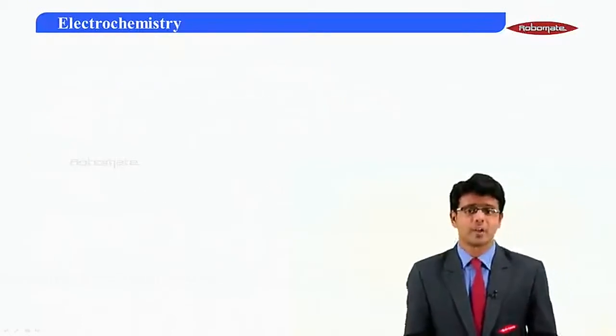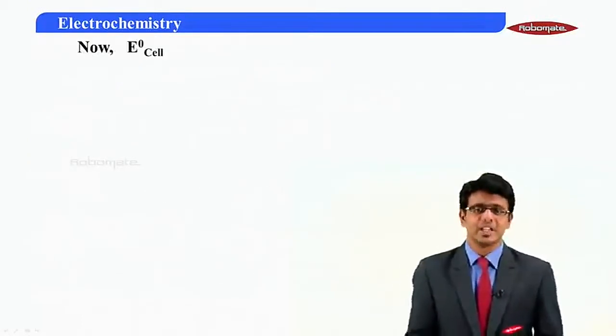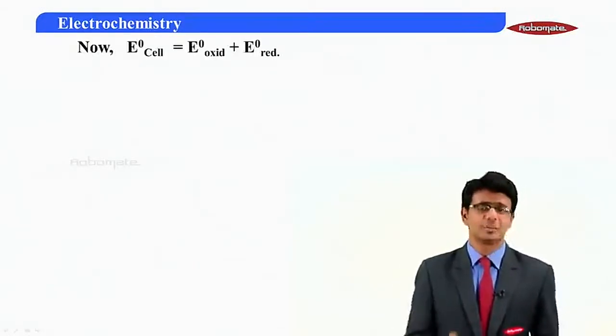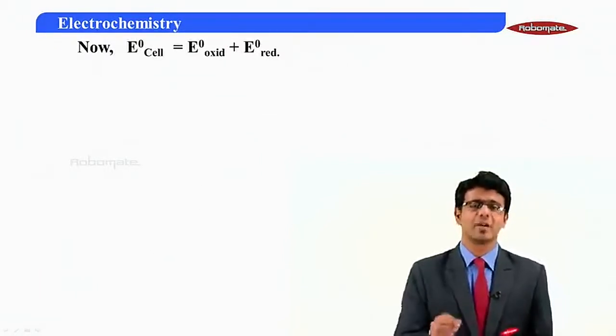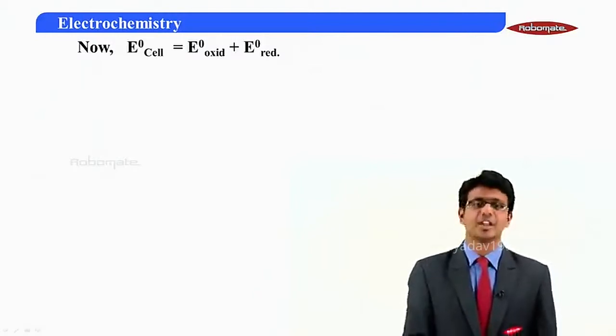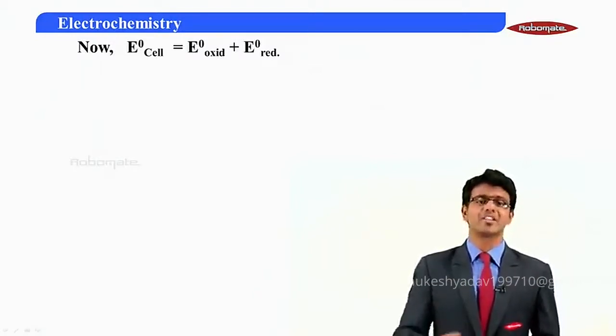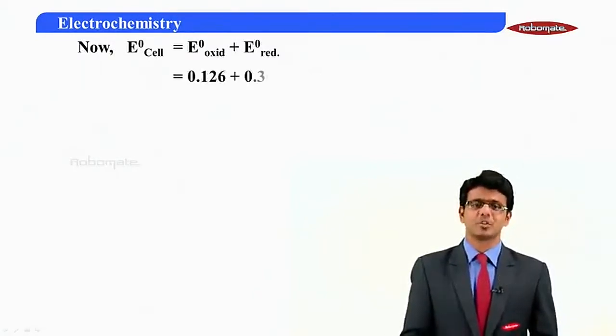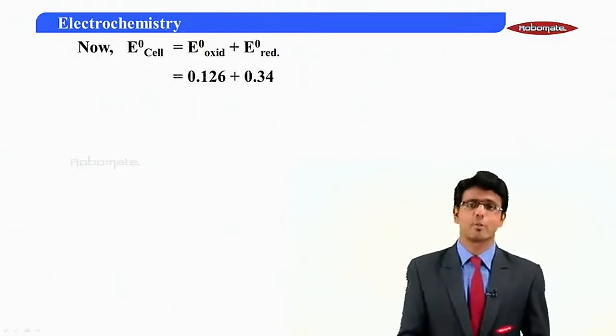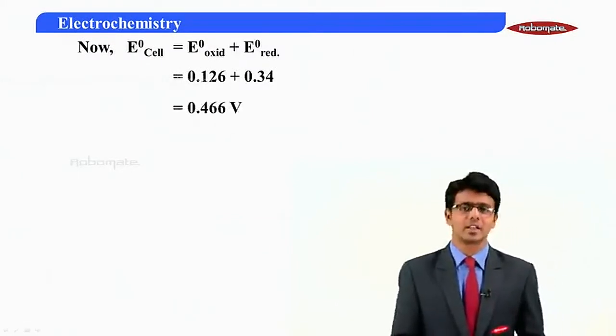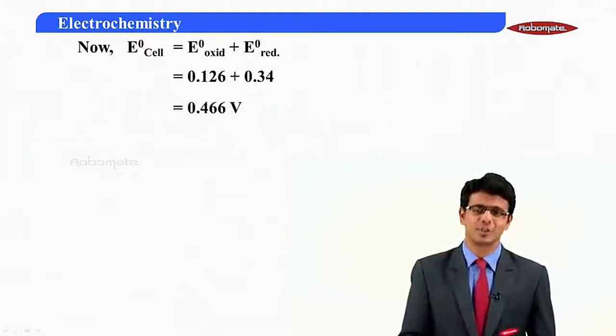So let us first of all find the value of E naught cell. E naught cell is precisely E naught oxidation plus E naught reduction. So here Pb is getting oxidized, so that's why we will write its oxidation potential. And for copper, we will be writing its reduction potential. So it is 0.126 plus 0.34, which gives us the answer as 0.466 volts.